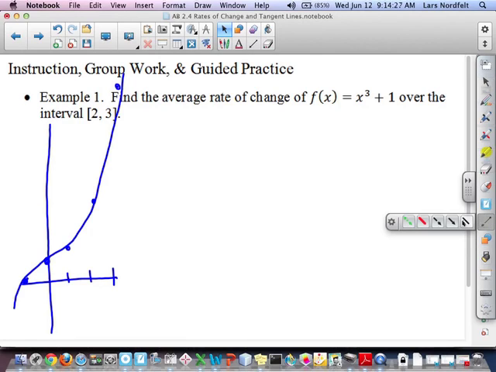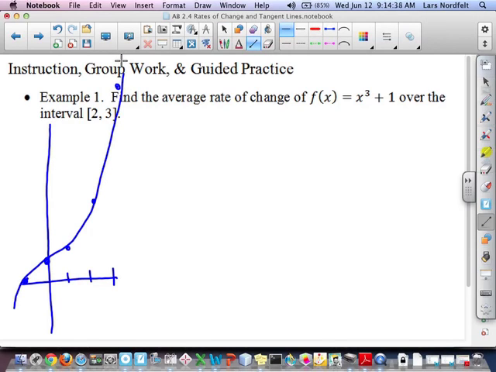When it asks for the average rate of change, what it's really asking for is the slope of this line. What line, you say? I don't know.